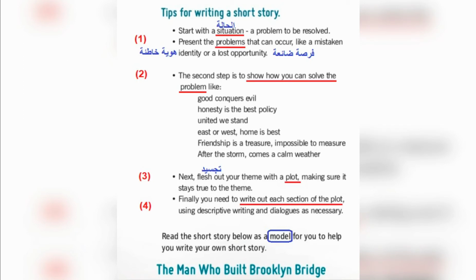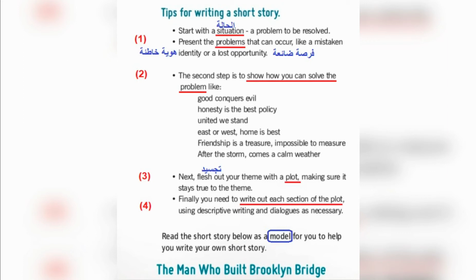And number 3. Next, flesh out your theme with a plot, making sure it stays true to the theme. Plot, it is events of the story, the actions of the story. هذا الإشي اللي ناس بعملوا الكاركترز بعملوا في القصة, something that is going on, that is happening in our story. 4. Finally, you need to write out each section of the plot using descriptive writing and dialogues as necessary.